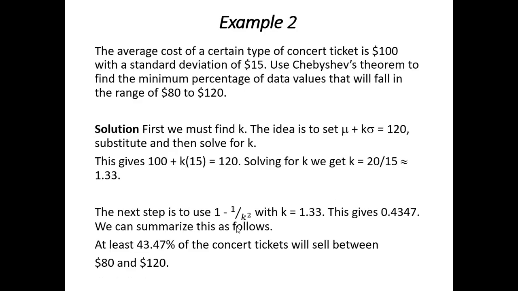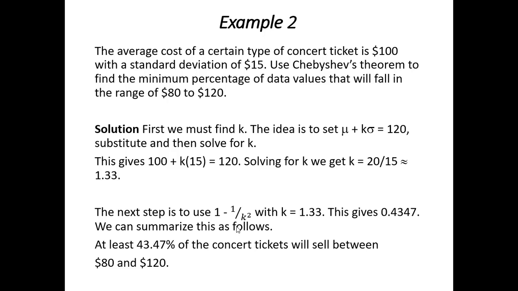Example 2. Suppose we know that the average cost of a certain type of ticket is $100 with a standard deviation of 15. Use Chebyshev's theorem to find the minimum percentage of data values that will fall in the range of $80 to $120. Notice that this problem is different from the previous example because now we're given a range and we want to find the percentage. In example 1, we were given a percentage and we were asked to find a range.